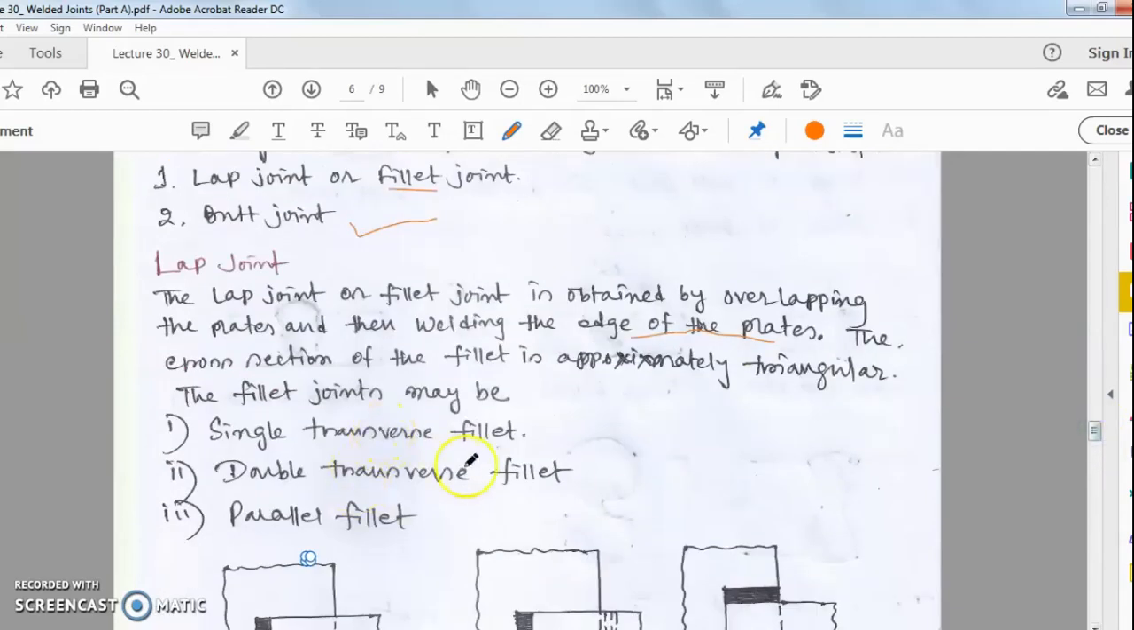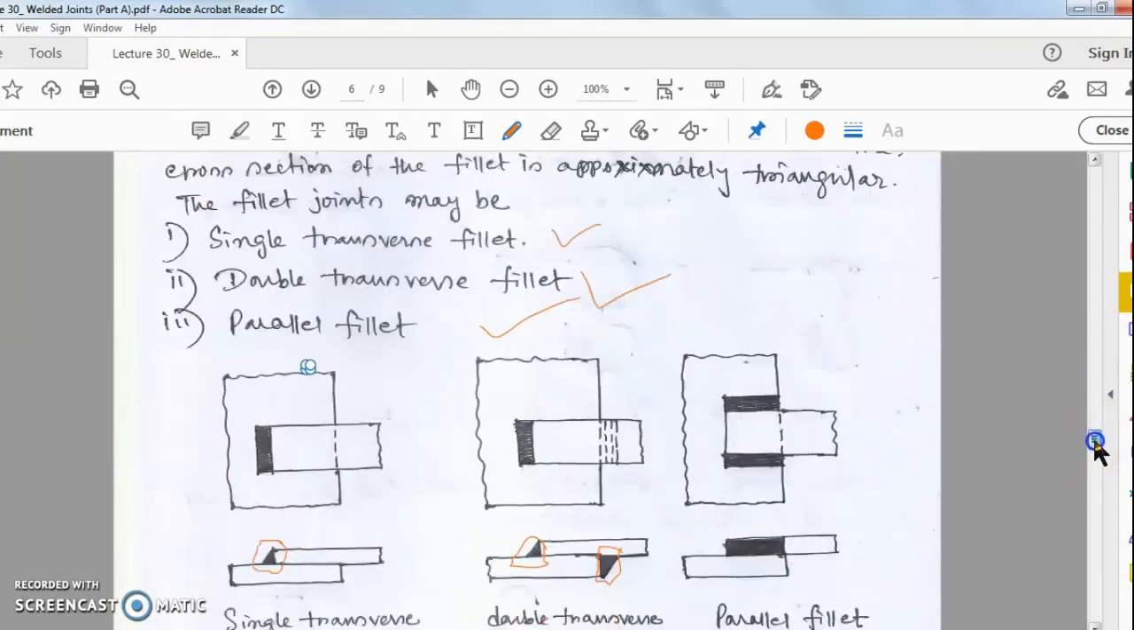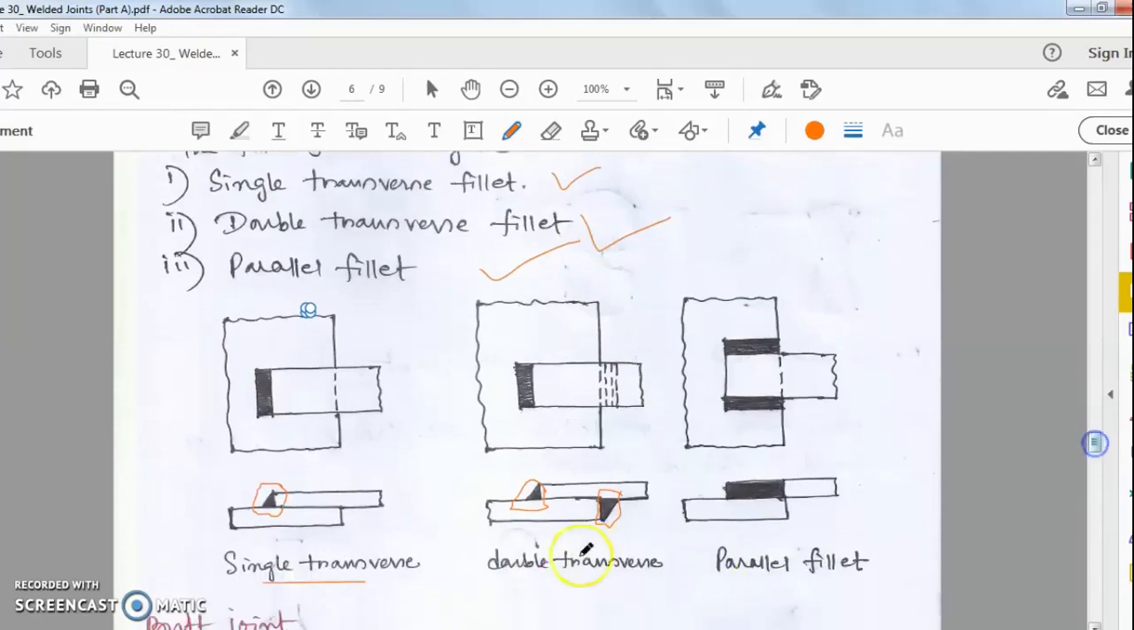The fillet joints may be single transverse type, double transverse type, and parallel fillet type. Here you see this is a single transverse type fillet weld or lap weld. This is metal number 1. This is metal number 2. So above metal 1, this is 1. This is 2. This is the top view. This is the front view. This is the plan. This is the elevation drawing.